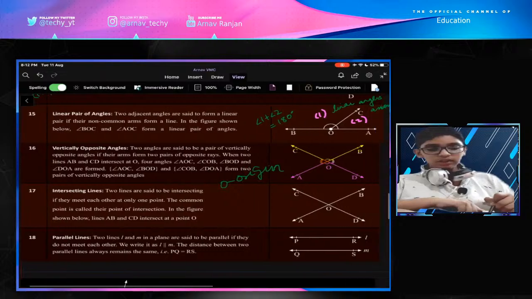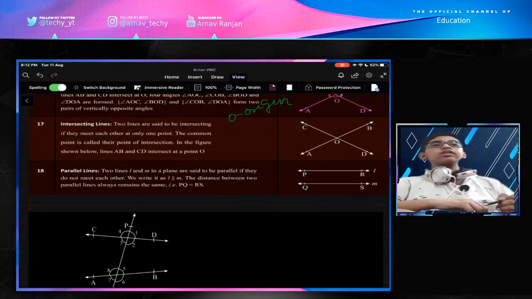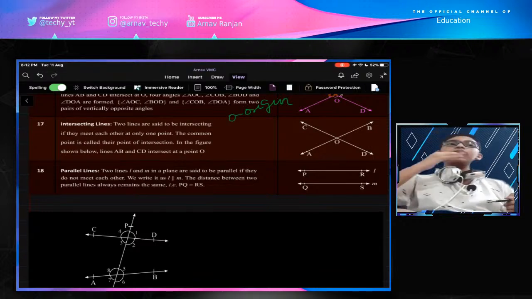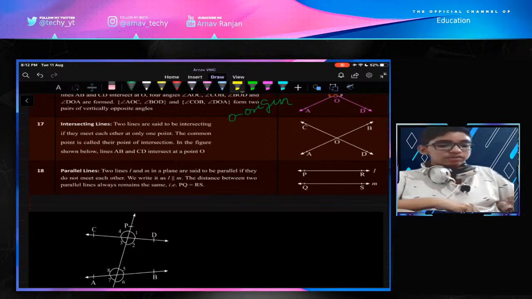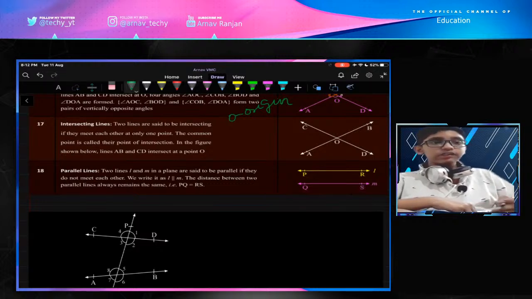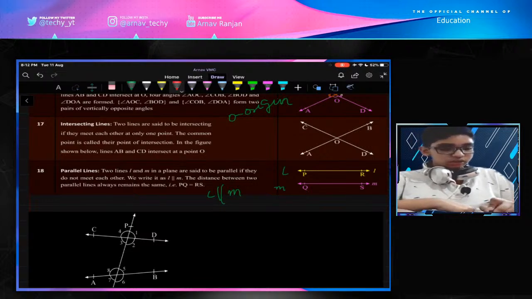Next is intersecting angles. The angles which are intersecting are called intersecting angles. And then there are parallel lines, the lines which are parallel to one another. So this is a line PR, and this is a line QS, or this is a line L and this is a line M, and we write L is parallel to M, and PR is parallel to QS.